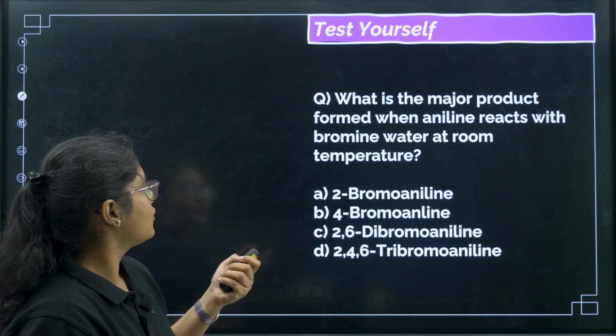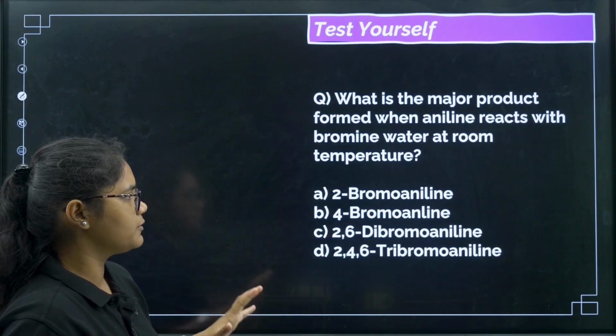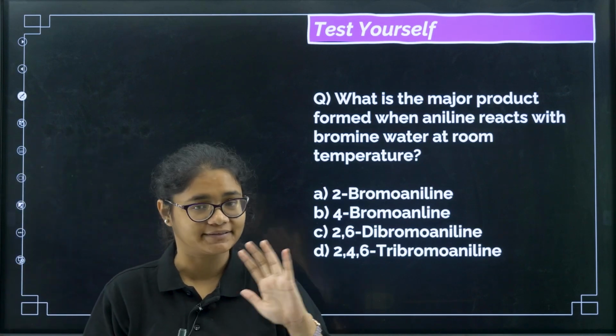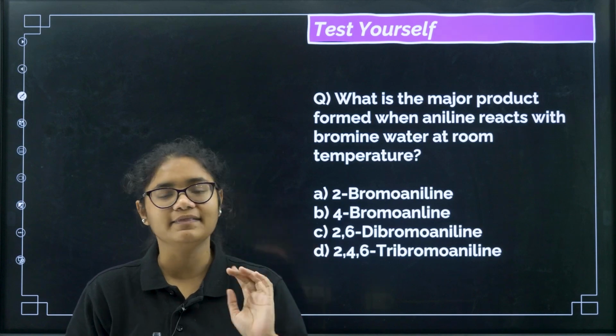Okay. So here's a homework question now. What is the major product formed when aniline reacts with bromine water at room temperature? Very easy question. We have discussed this reaction today. I hope everyone would have answered this question in the comment section.